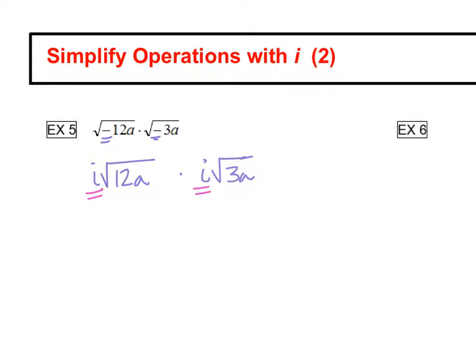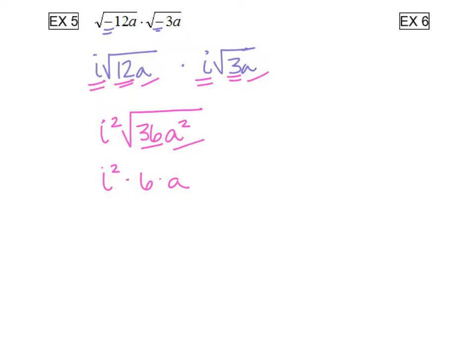So i times i is i squared, and then the square root of 12 times 3 is 36. I'm just keeping this under the square root for right now, and a times a is a squared. Alright, so we've got our i squared times the square root of 36 is 6, and the square root of a squared is a. So we know that i squared is equal to negative 1. So we have negative 1 times 6 times a, which is negative 6a.